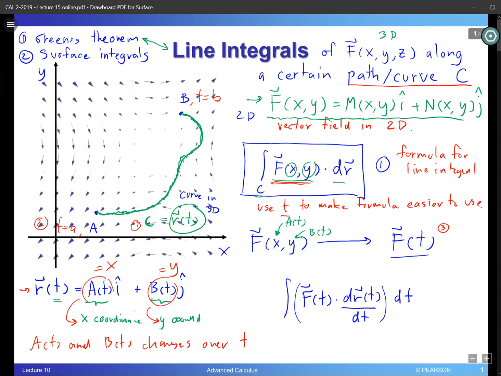Instead of having this symbol c for the curve, I use the timestamp starting from t equal to a as the starting point and ending at t equal to b. Now everything is in terms of t, and that means that in terms of calculation, it's easy to carry on. So this is version number 2.